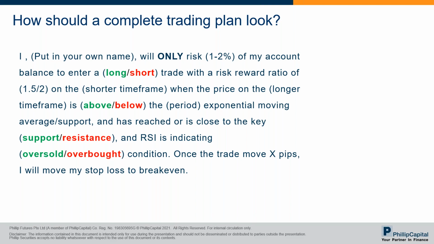So we have covered risk management, we have covered what the trend is, and we have covered what the area of value is. Now we are going into confirmation triggers: price has reached or is close to the key support or resistance, and RSI is indicating either an overbought or oversold condition. This wraps up everything from trend, to area of buying and selling zones, to confirmation trigger. The final sentence talks about your post-trade management: once the trade moves X pips, or if you're trading CFD, X dollars or X percentage, I will move my stop loss to break even. This encapsulates what a complete trading plan looks like.